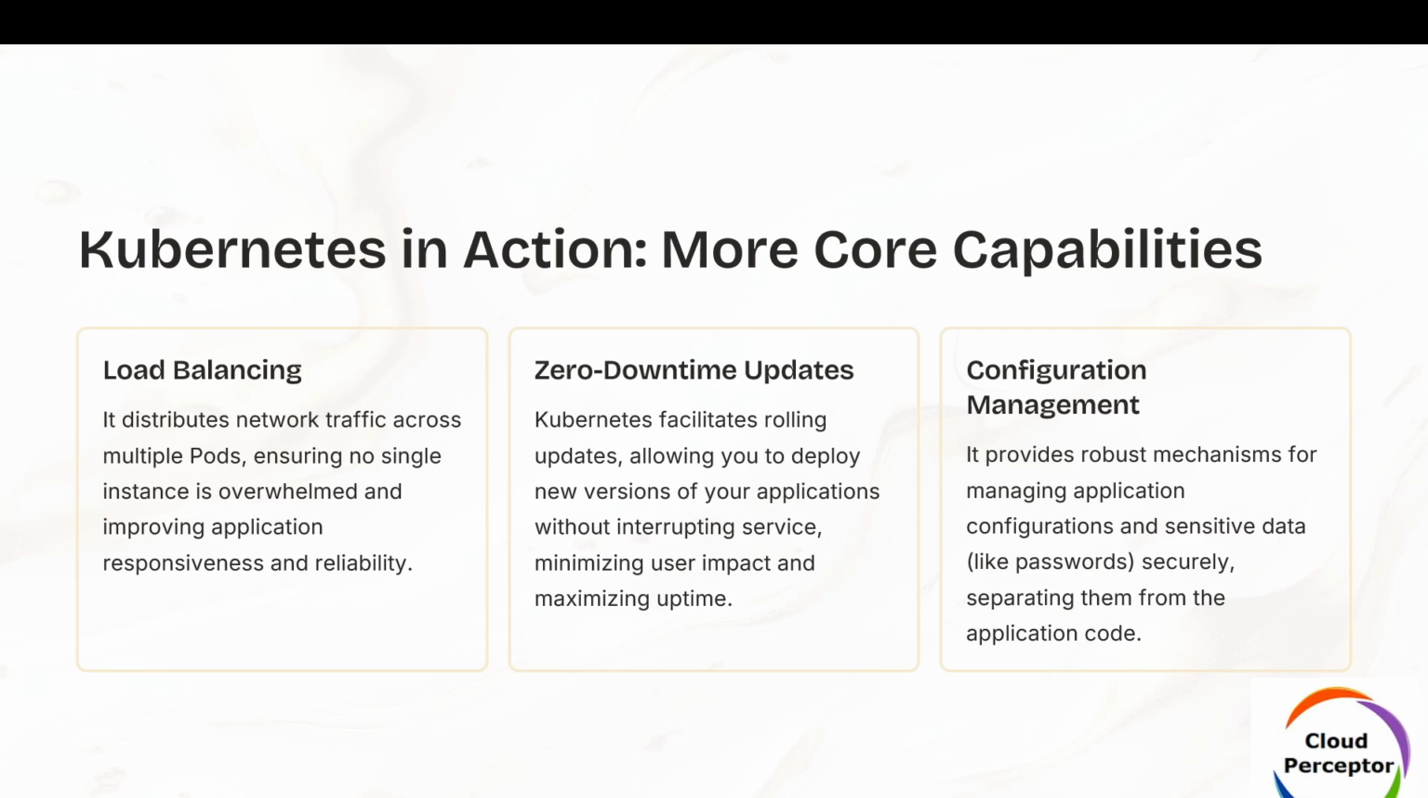It distributes network traffic across multiple pods, ensuring no single instance is overwhelmed, and it improves application responsiveness and reliability. Zero downtime updates. Kubernetes facilitates rolling updates, allowing you to deploy new versions of your application without interrupting service, minimizing user impact and maximizing uptime. The last is configuration management. It provides robust mechanisms for managing application configurations and sensitive data like passwords securely, separating them from the application code.